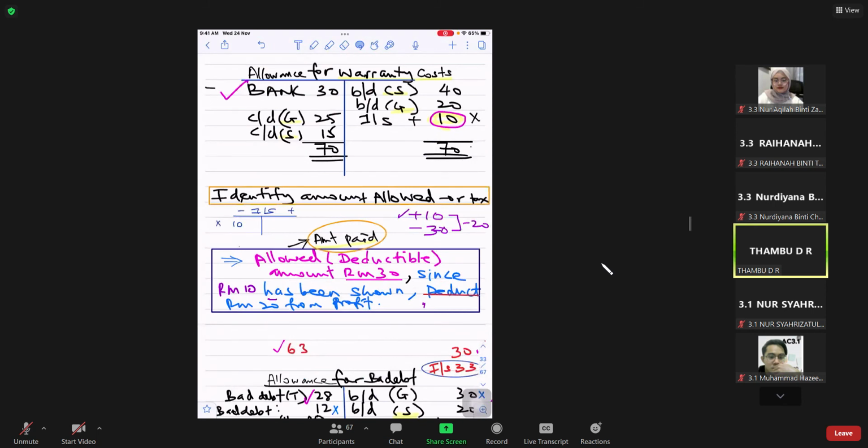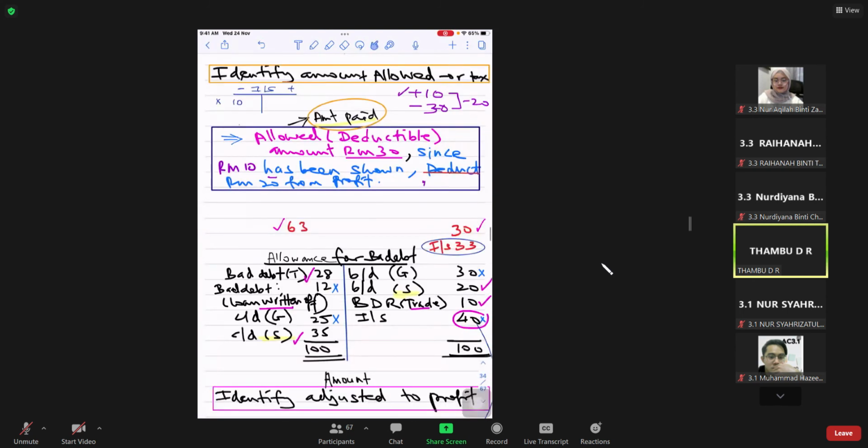Allowed deduction amount. For this question, the allowed deductible amount is 30. Since 10 has been shown, you'll deduct another 20 from profit. That's all. Or remove this, minus that. Or in other words, just minus 20. Got it? Right. Look at the next exercise.